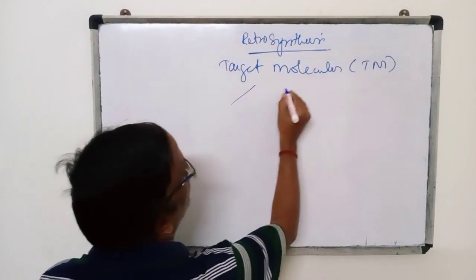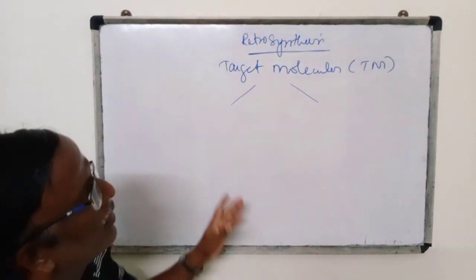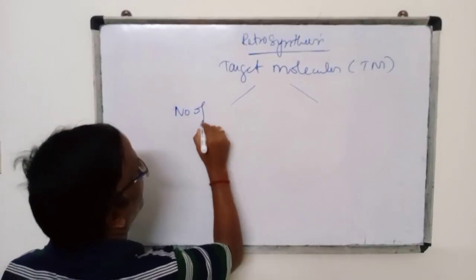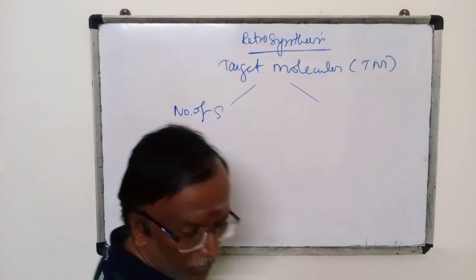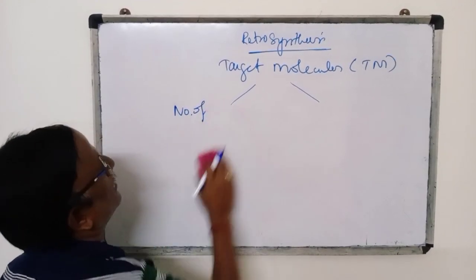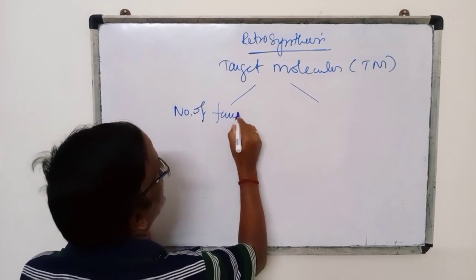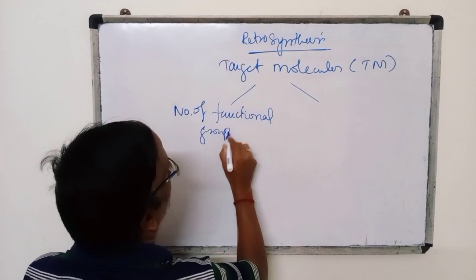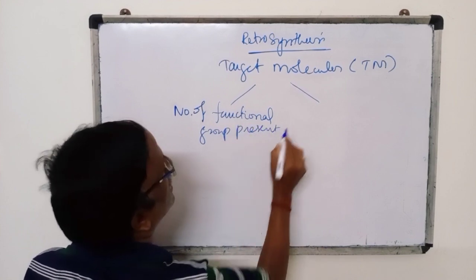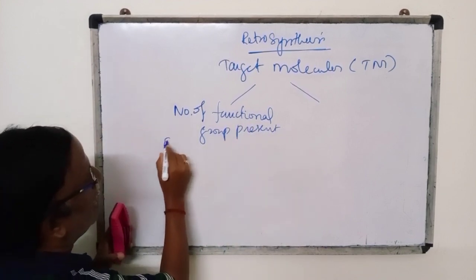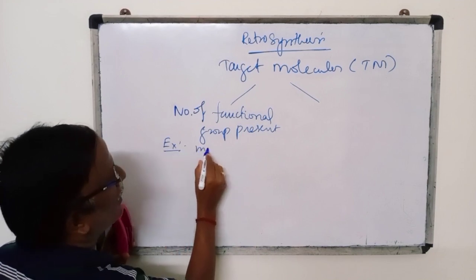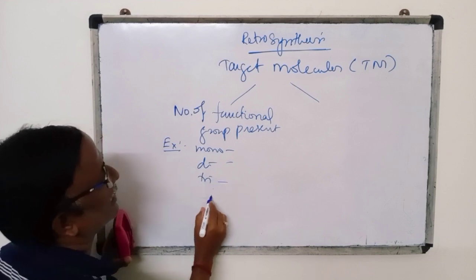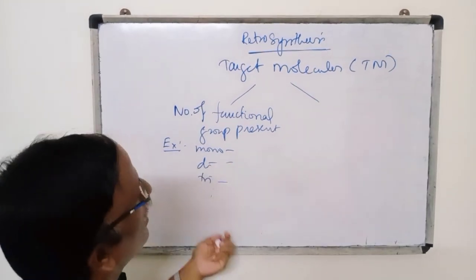One can categorize the target molecule into two types. One is the number of functional groups present. In this case, one can have monofunctional, difunctional, trifunctional, etc., of the same type or different type.